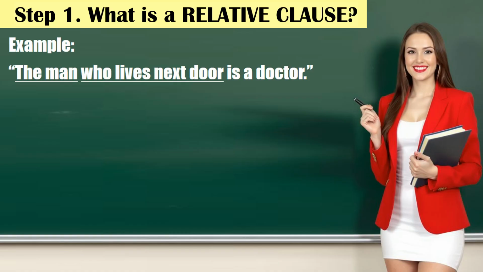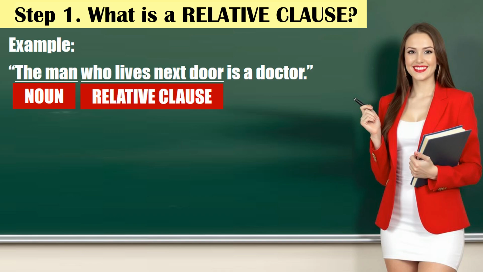Let's analyze this sentence. The man. The clause describing the man is "who lives next door." This clause helps us know which man we are talking about, so this part is called a relative clause.